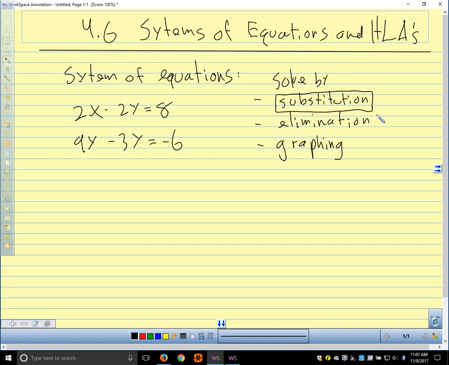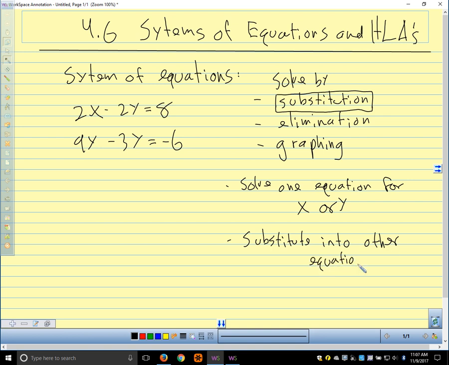So when we solve by substitution, the idea is to solve one equation for x or y. Doesn't matter which equation, doesn't matter which variable. We just pick one. Pick the one that seems the easiest. And then we substitute into the other equation. That's why we call it substitution.